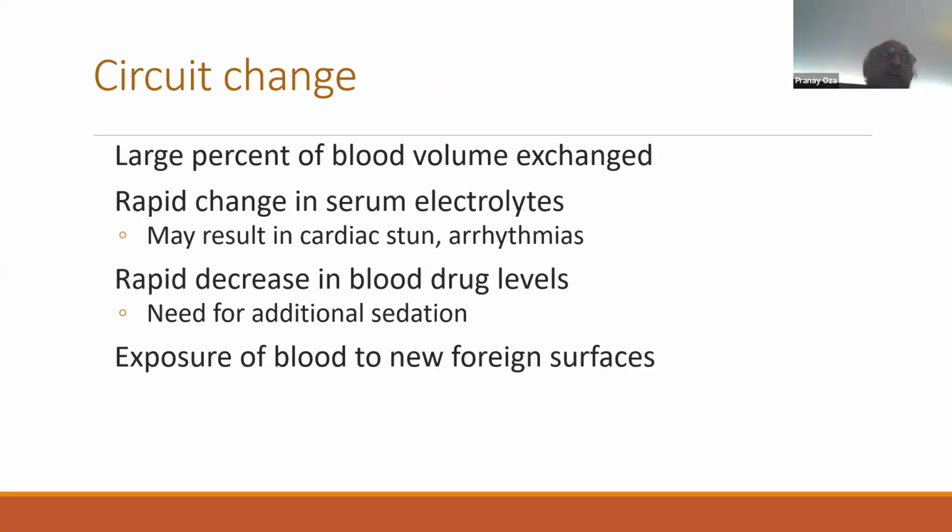And you have to keep this in mind when you are going to change the circuit. So the patient is already on ECMO, say 15 days, 20 days, 35 days, and you need to change the circuit. You have to keep this in mind because whenever you change the circuit, that is going to be a new circuit. So it's going to have a new SIRS reaction.